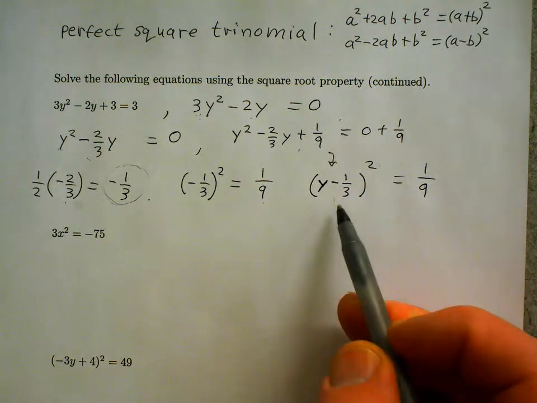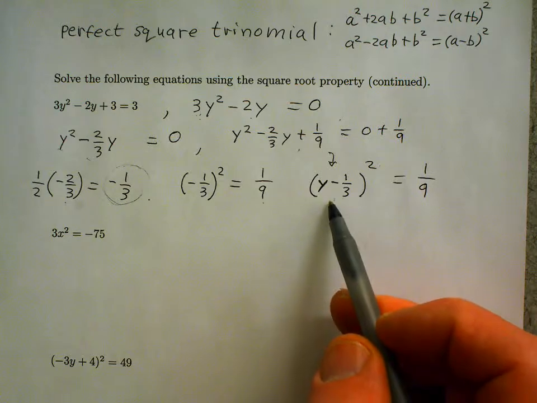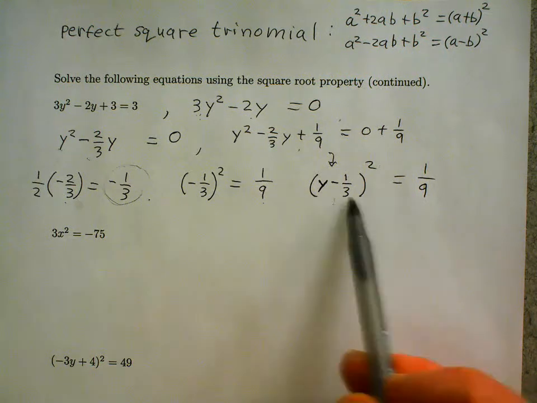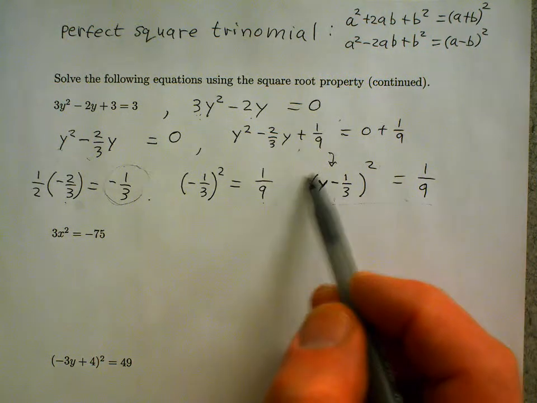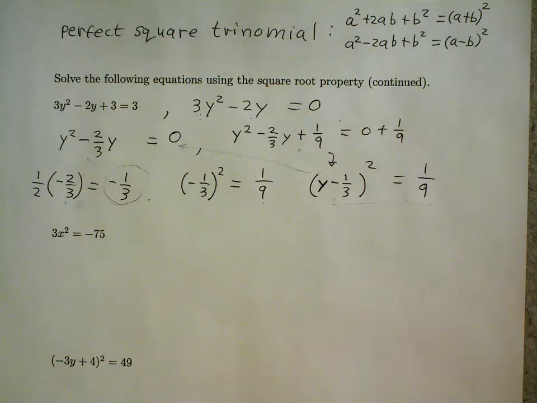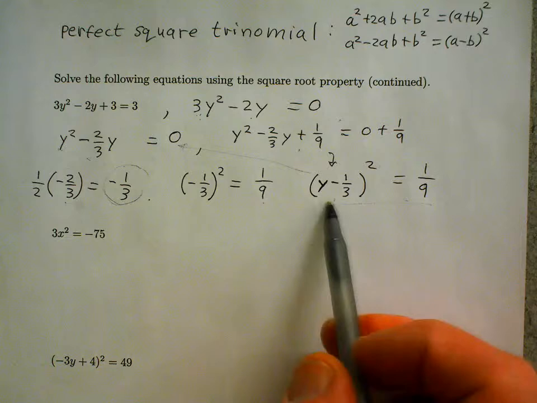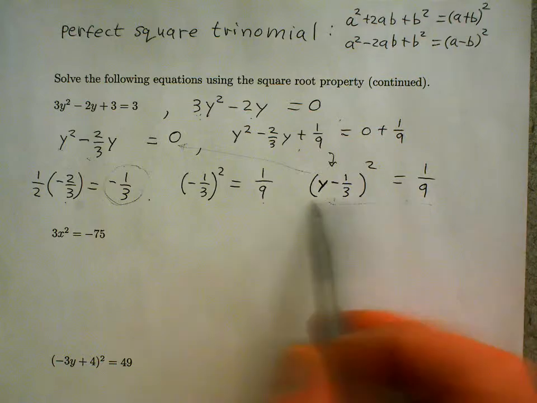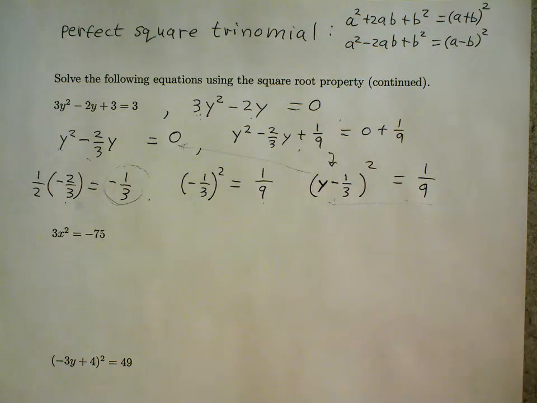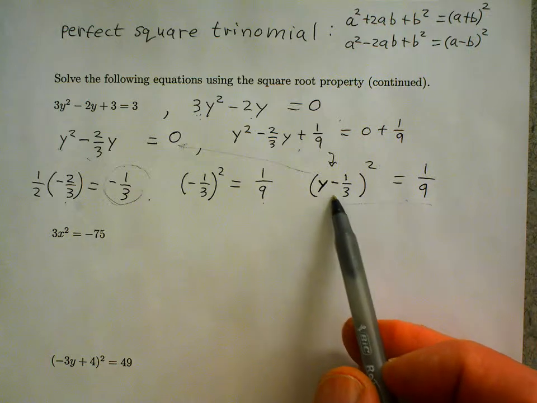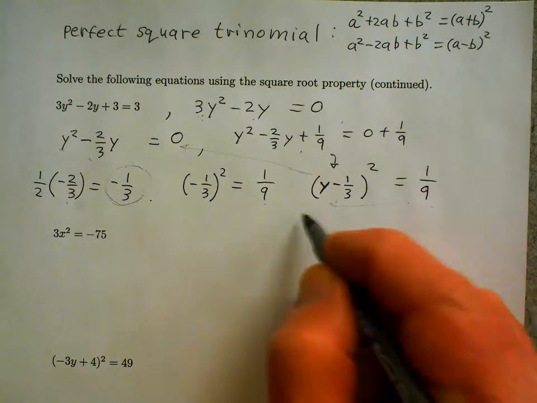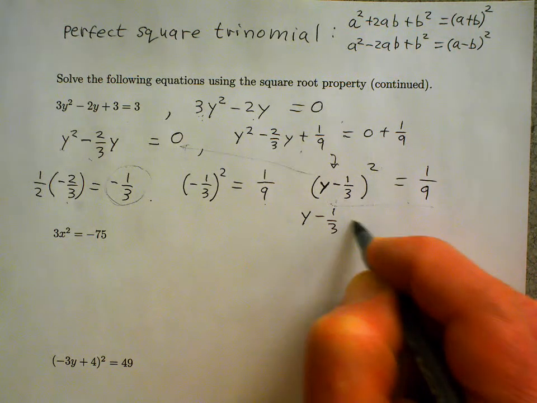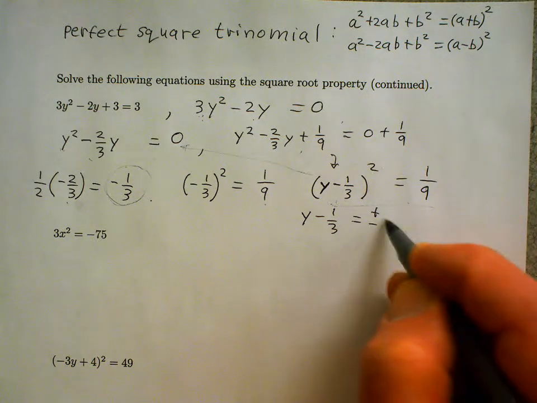You can verify by squaring y minus 1/3 and working backwards. You can get back to where we started from if you want to verify that this is correct. Okay, but now we have an equation that's prepared for us to use the square root property. So if y minus 1/3 squared equals 1/9, and we apply the square root property, we get y minus 1/3 equals positive and negative square root of 1/9.